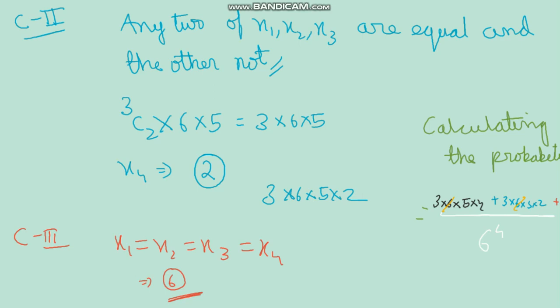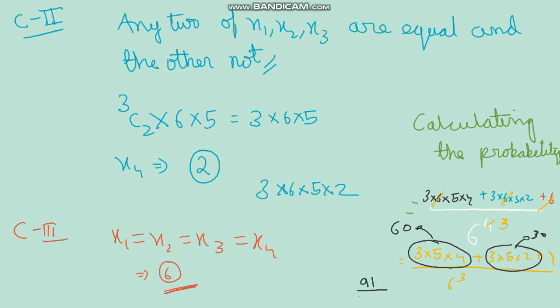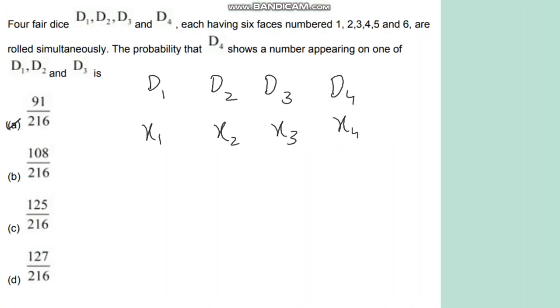Cancelling 6 from all of this, we get 3 into 5 into 4 plus 3 into 5 into 2 plus 1, divided by 6 cube. This is 60, this is 30, and this is 1. So 91 by 6 cube, which is 216. This is our answer. Let's see which of the options it is. This is option A. So we are done with our solution.